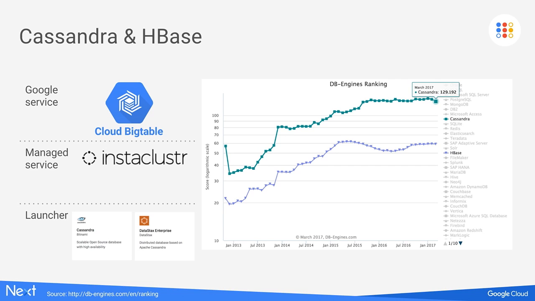It has an HBase API layer, so when we talk about HBase at Google, we refer to Bigtable as kind of our product in this space. In terms of managed service offerings, our partner Instaclustr has offerings around the Cassandra space. And then, of course, we have launcher images, both Cassandra proper as well as from DataStax to help get you started with Cassandra. And you can see some interesting movement in the Cassandra and HBase rankings in the DB Engines chart to the right.